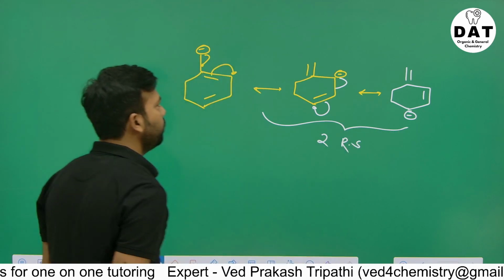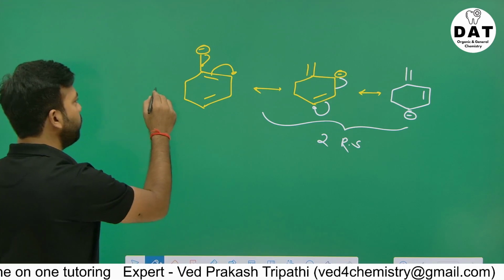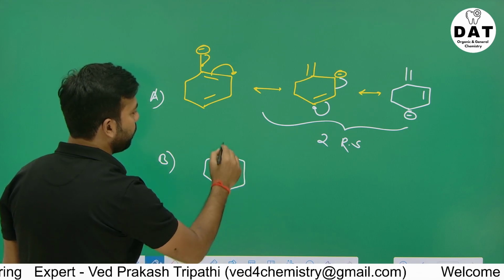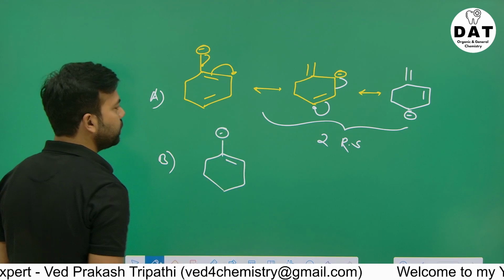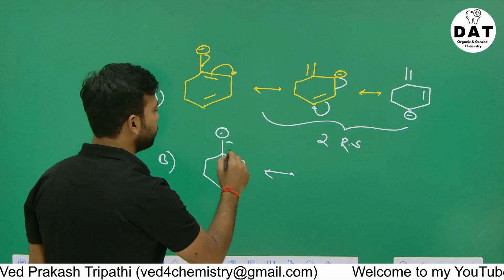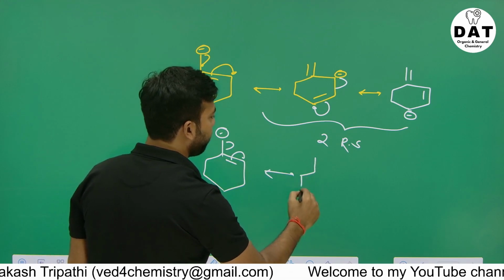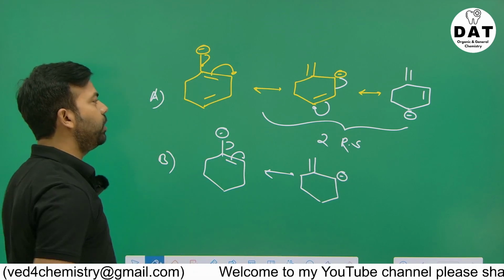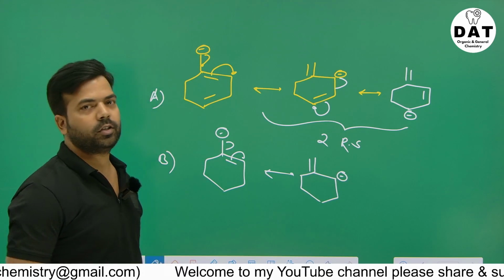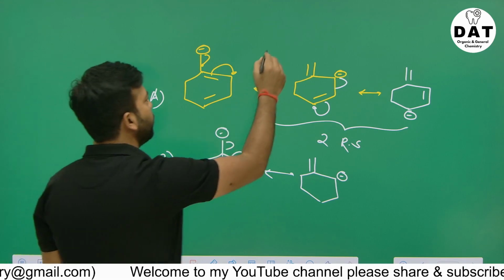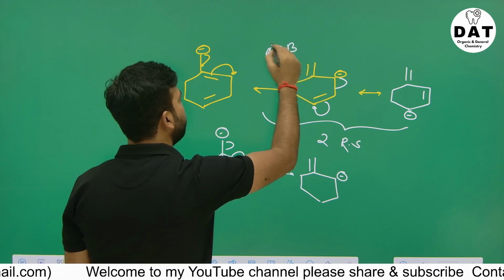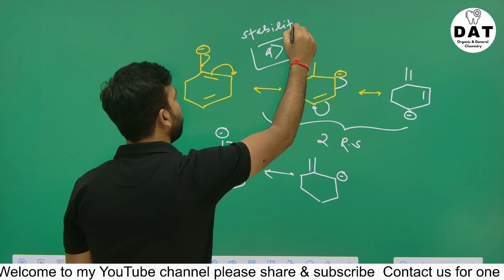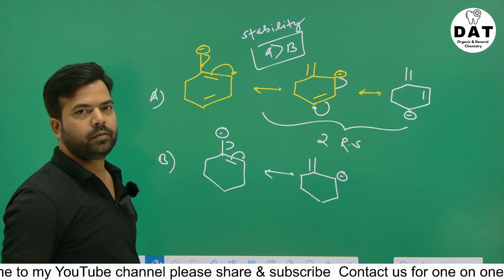Clear? The more the resonance structures, suppose this is compound A and this is compound B, and my question is, which one is more stable? So B will form only one resonance structure, you can see, and the above one has two resonance structures. So the more the resonance structures, the more the stability. So we can say A is more stable than B. So this is the negative charge resonance.